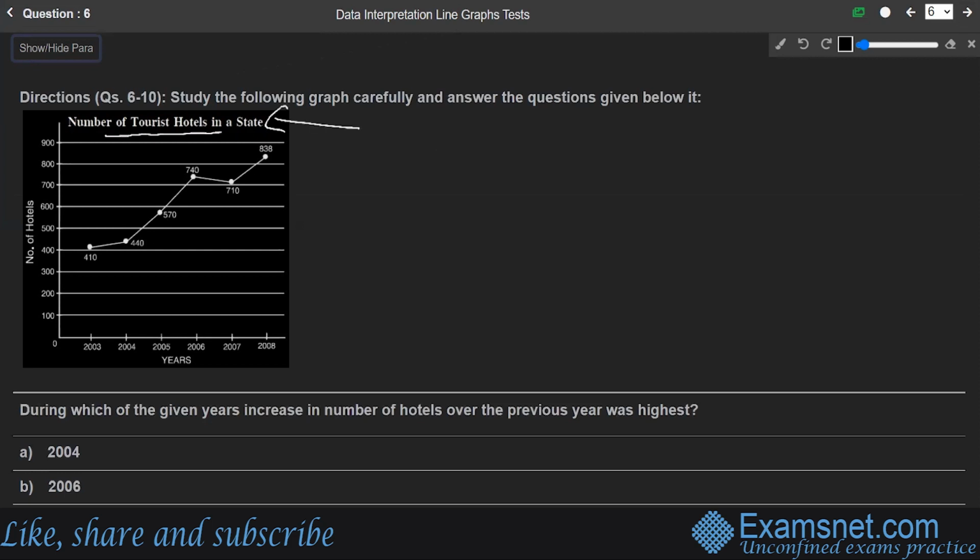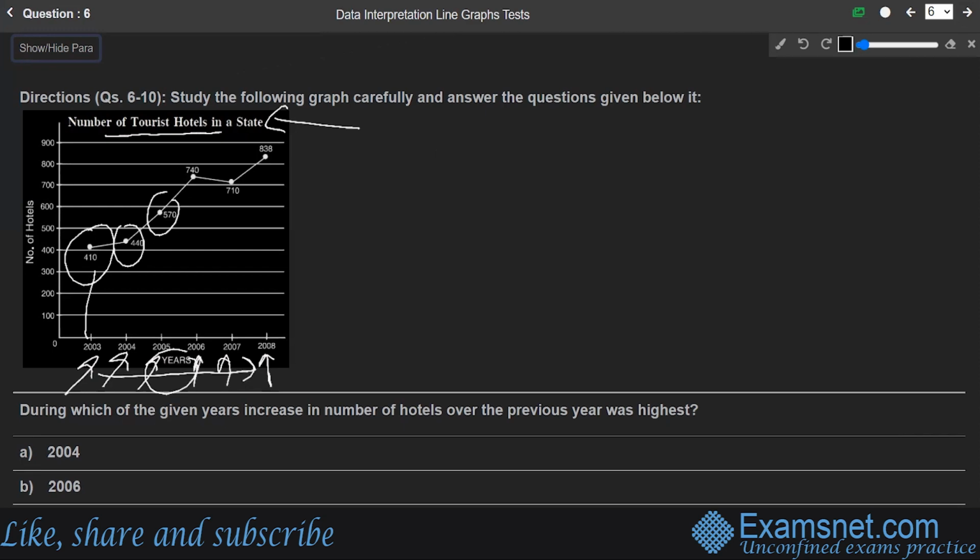So in a state, year wise. On the x-axis you can see years. So year wise, what the number of tourist hotels in the state were. This data is given year wise, and the total number of hotels is as it is. So if it is written 410, the unit is number only. For example, in 2003, the number of hotels in this state is 410, and then 440 and 570. It keeps on going like that. So this is what the data is all about.